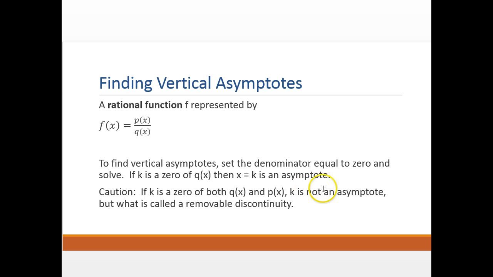However, we do have to watch out for one thing. We need to plug k back into p, because if k makes q 0 and it makes p 0, it's not an asymptote. It's actually what's called a removable discontinuity, and we have to treat it differently.